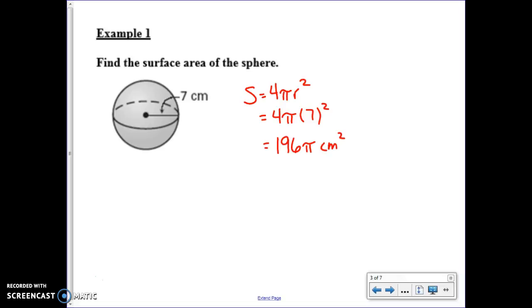Remember, we're talking the wrapping paper, it's area still. If you want an approximate answer, it would be 615.75 centimeters squared.